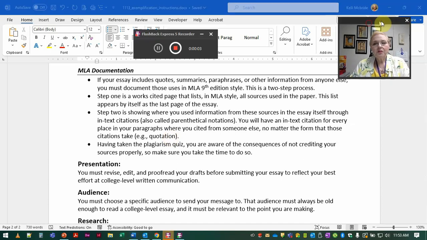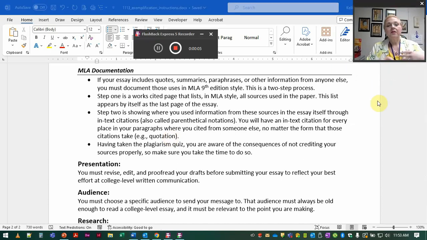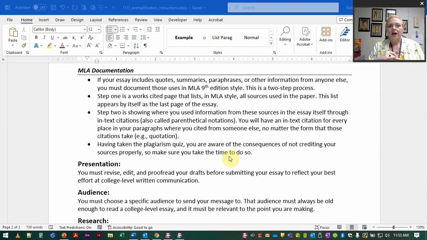So when it comes to documentation in your essay and MLA in general, we are first of all looking at the format, right? Have you laid out your essay properly? Do you have the right spacing? Where you put the page numbers, where you put your name and all of that. If you're using Achieve, there is a way to do that in Achieve.